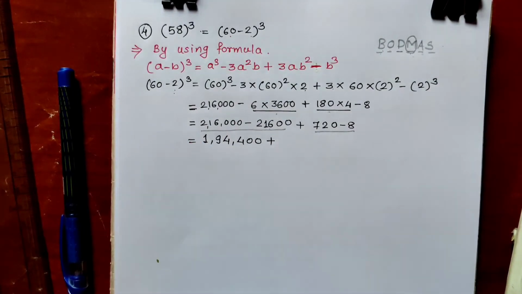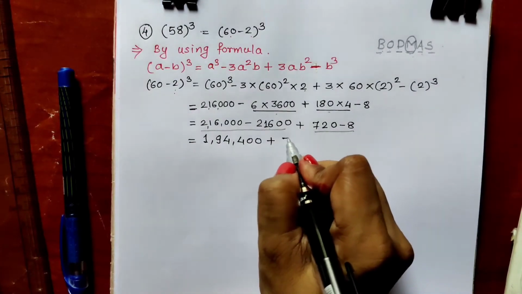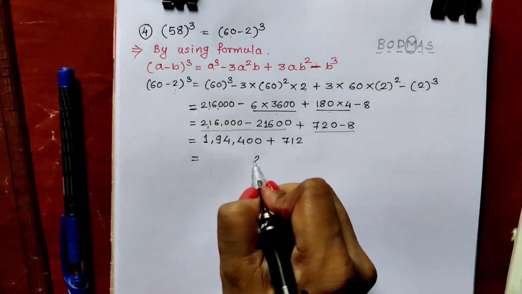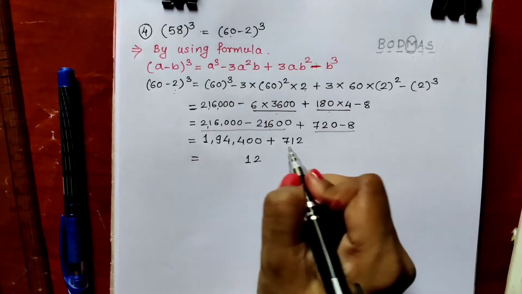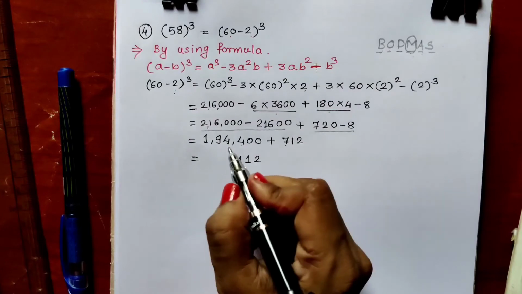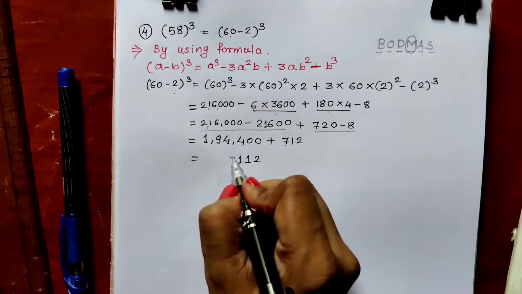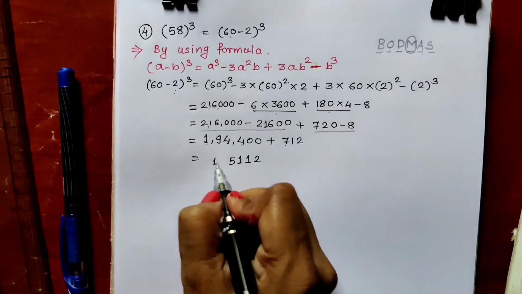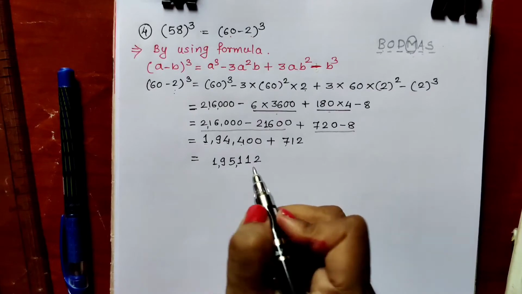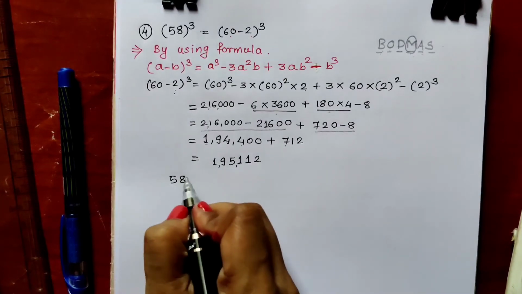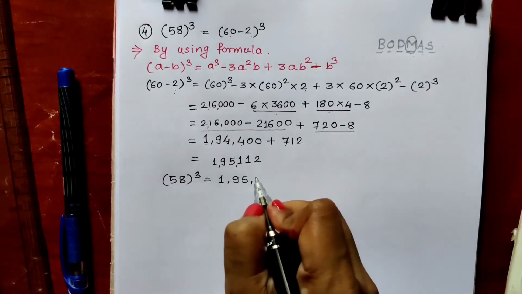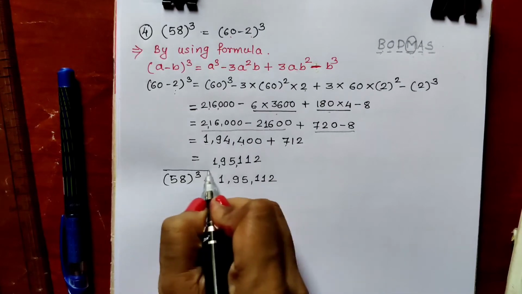Plus 720 minus 8, we all know it is very easy. We can do it. 712. Now we can add this. 2 plus 0 is 2. 1 plus 0 is 1. 7 plus 4 is 11. 1 written, 1 carrying. Okay. 4 plus 1 is 5. Now 19, 1, 9. So it is 1,95,112. So cube of 58 is equal to 1,95,112. This is the answer.